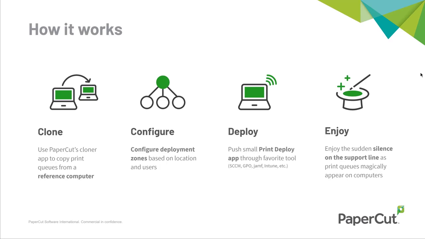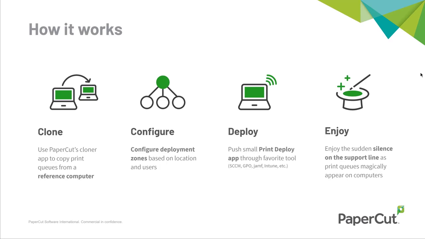The next step is to configure your deployment zones. Within the PaperCut admin interface, you can set up different zones, typically for each branch. For each branch, you set up an IP range. So when someone joins that IP range, the app server knows this user is part of this zone. When you configure these zones, you also attach the printers you want to each zone, which then brings us to the next step, the actual deployment of these queues to the end users.